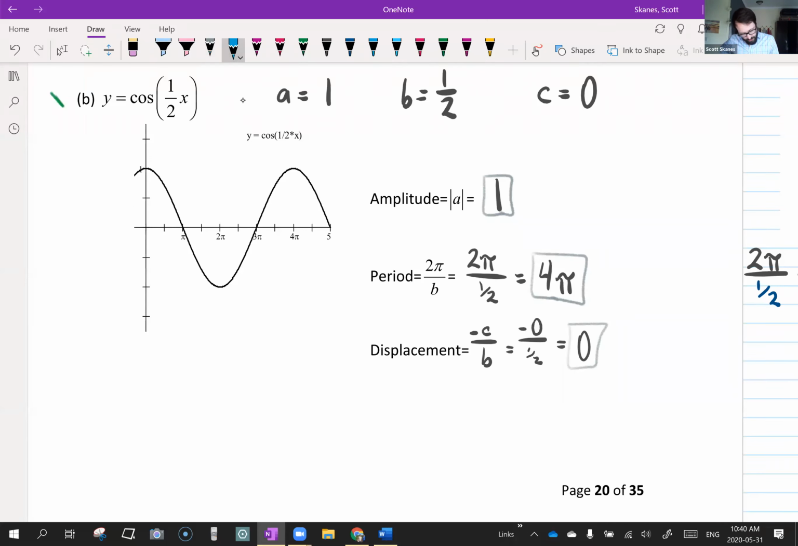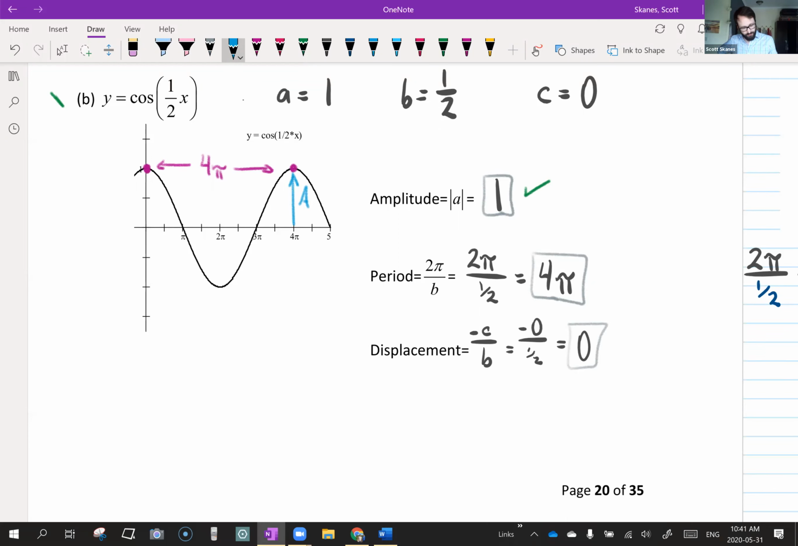Let's see, it should be amplitude of 1. That's an amplitude of 1. Good. Period should be 4 pi. So from start to finish, or from peak to peak, we should have the period. And we do. Perfect.